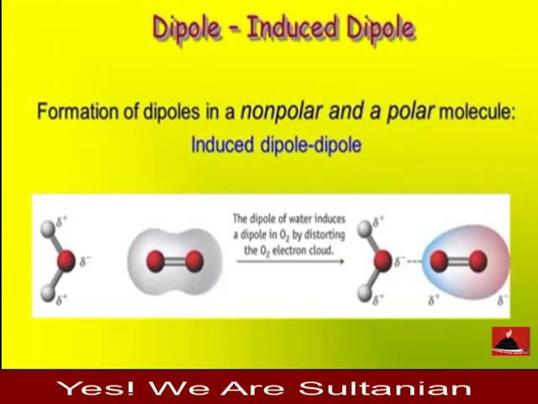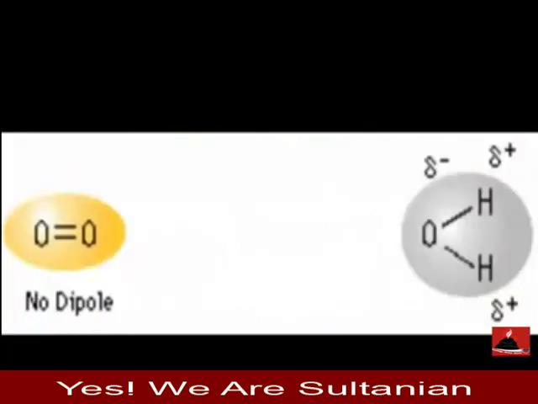The next type of intermolecular attraction is dipole-induced dipole. This occurs between a polar molecule, which has an existing dipole, and a nonpolar molecule, which does not have an existing dipole. The polar molecule induces a dipole on the nonpolar molecule. A very common example is water and oxygen. Oxygen remains dissolved in water because of the water inducing a dipole on the oxygen.